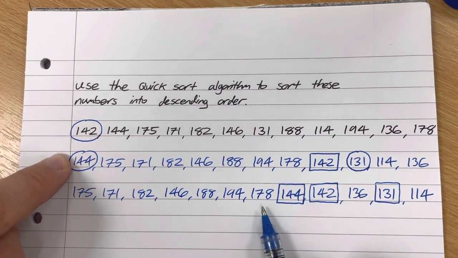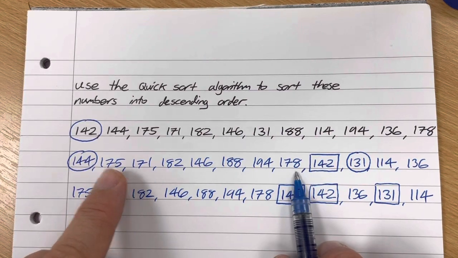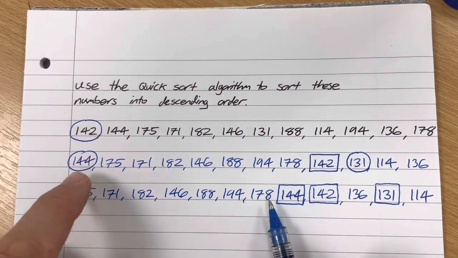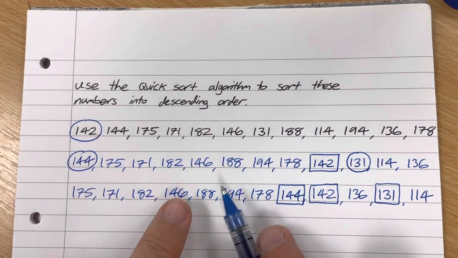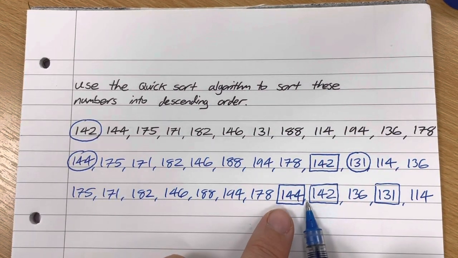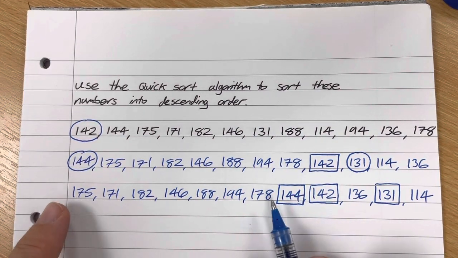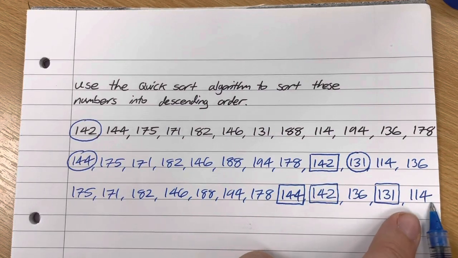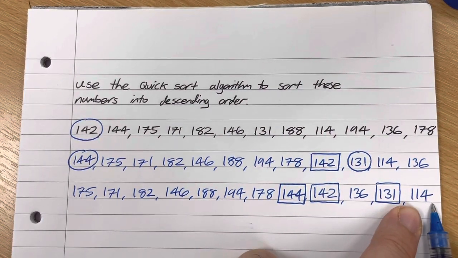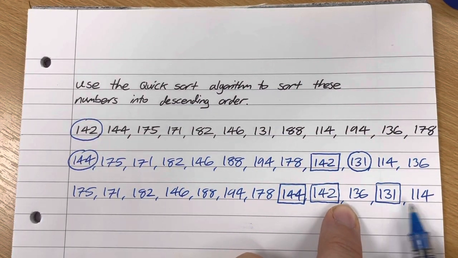What's really happened here is all of these numbers have been compared to 144. They've all come out to be bigger, so they all go on the left, and none of them are smaller, so nothing goes to the right. Nothing is in between the 144 and the 142. Now we've got three sublists. We've got this list, but these two sublists are a length of 1. So they are already in place, so we don't have to do anything with those.